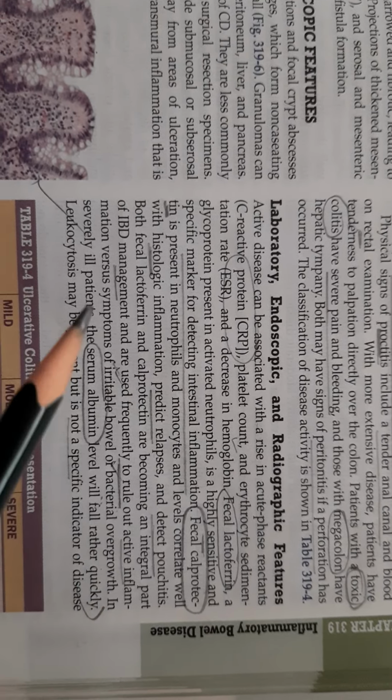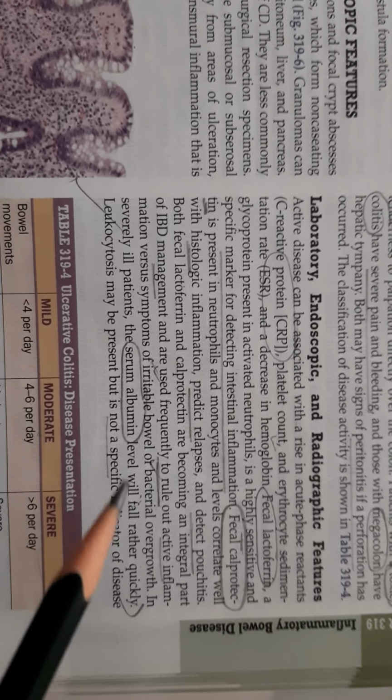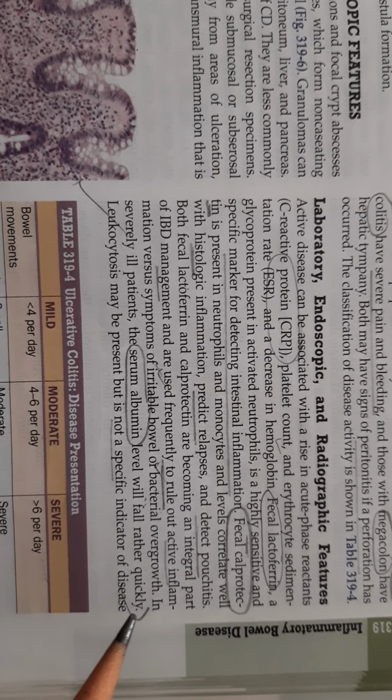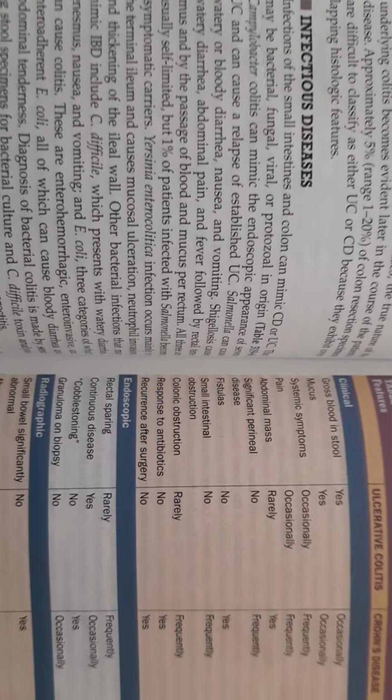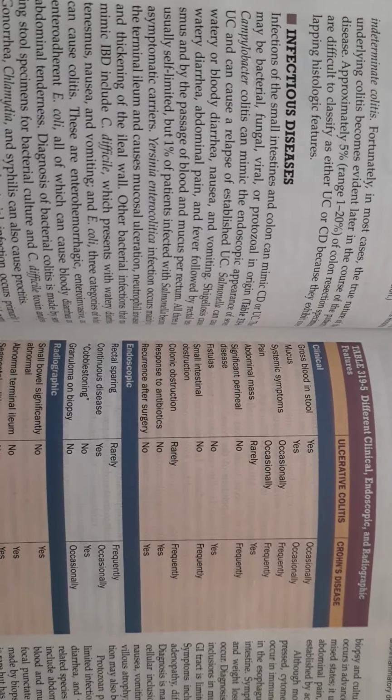And also serum albumin: in severely ill patients, the serum albumin level will fall rather quickly. Leukocytosis, meaning an increase in WBC or TLC count, may be there, but it is not a specific indicator of the disease. And shortly I will show you the difference between Crohn's disease and ulcerative colitis. Better we will discuss that in the next video, the ulcerative colitis and Crohn's disease difference.